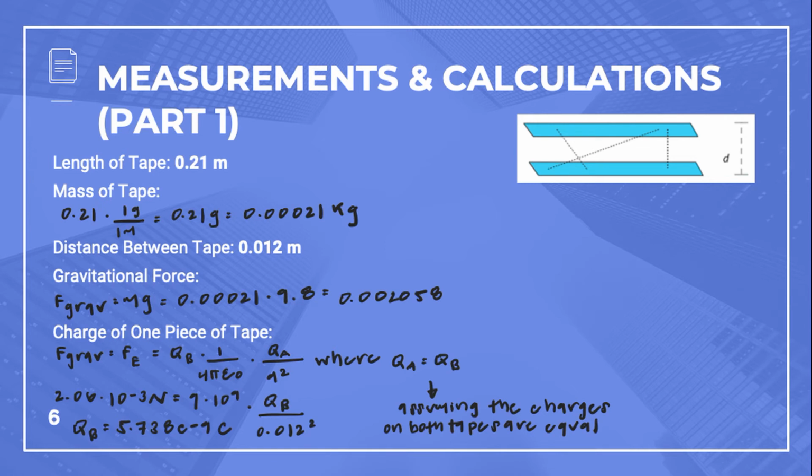For preliminary measurements, the length of my tape was 0.21 meters. The mass of my tape was 0.00021 kilograms. The distance between my tapes before they started floating was 0.012 meters.